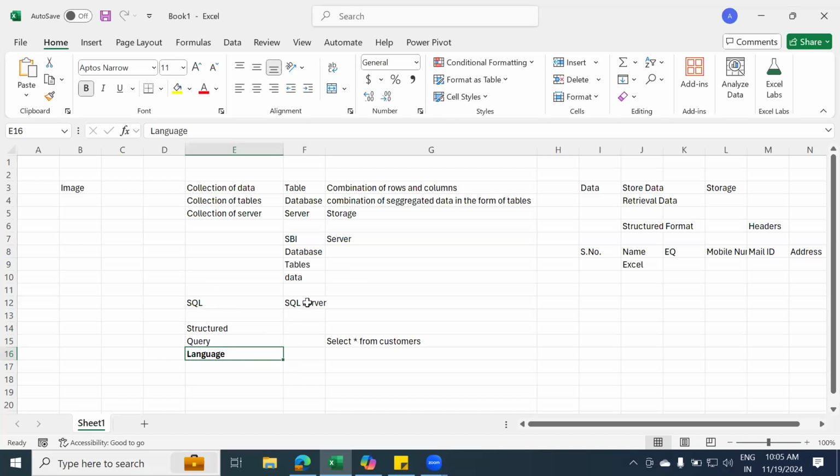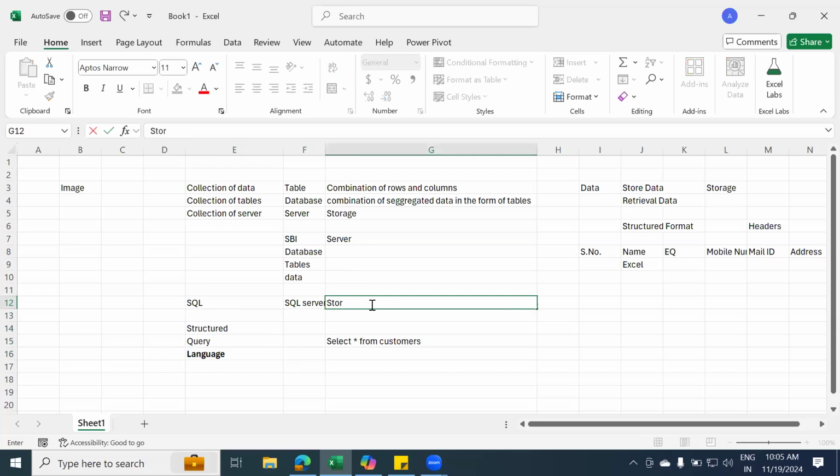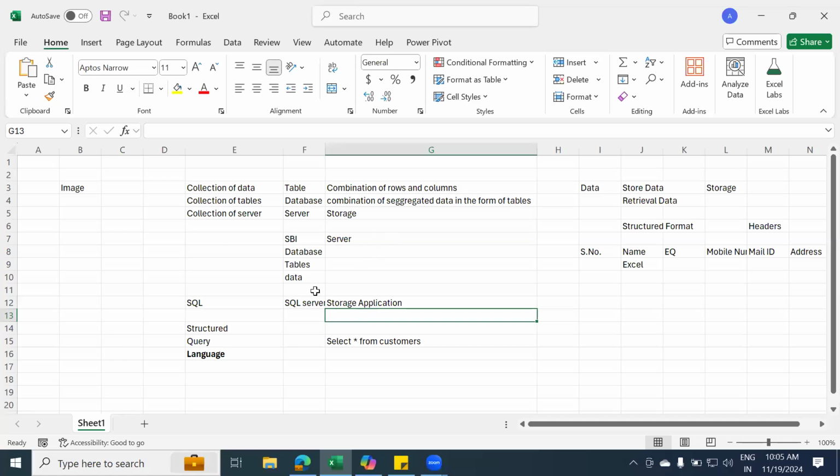Then let's come here. We have SQL Server. SQL Server is a storage application provided by Microsoft. Basically, this is a server application provided by Microsoft. The name of the application is Microsoft SQL Server. We have a few other companies, for example Oracle does the same thing. We call that Oracle Server. We also have MySQL Server. All these are different applications.